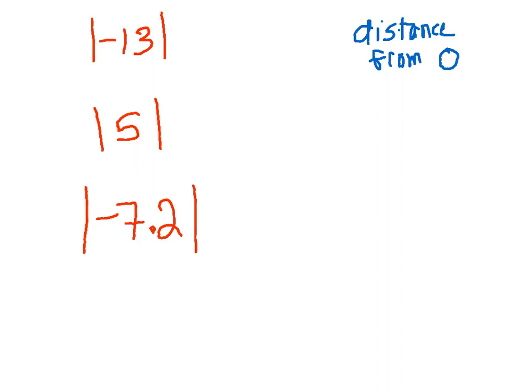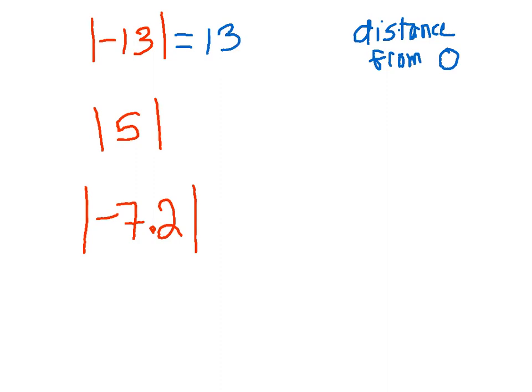So let's look at this first example here. If I say the absolute value, and that's what these bars represent, of negative 13, this is really just asking how many spaces is negative 13 from 0? What's the distance negative 13 is from 0? And the answer is, if we were to count the number of spaces between negative 13 and 0, it would be 13, a positive 13.